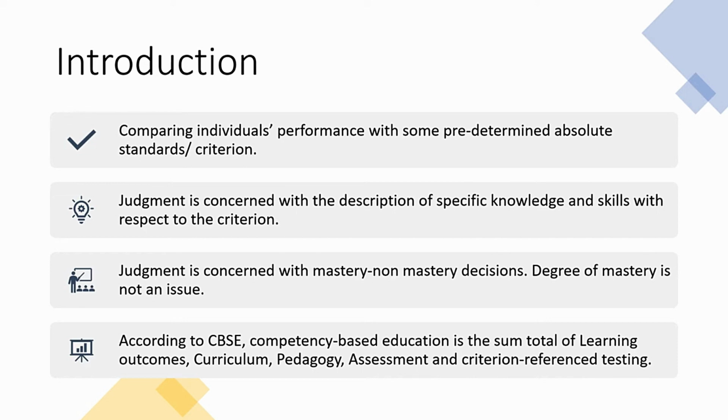And the second point says here, the judgment is concerned with the description of specific knowledge and skills with respect to the criterion. As in norm reference test, the judgment was concerned with the relative standing, the relative position of the students in some known group. Here we are not concerned with the relative position of the students in a group. We are concerned with the absolute description of the specific knowledge and skills of the students.